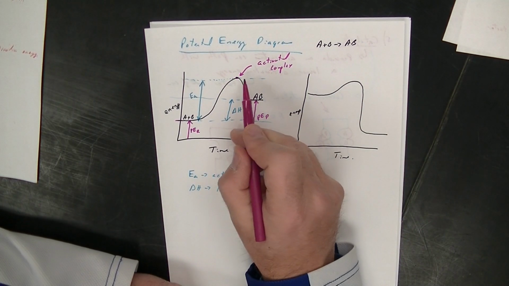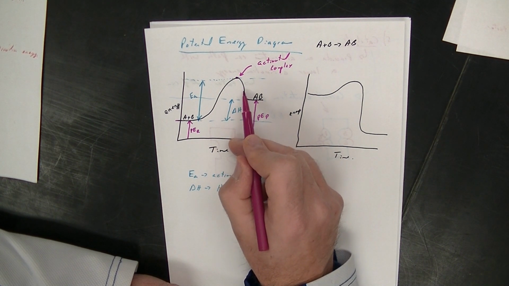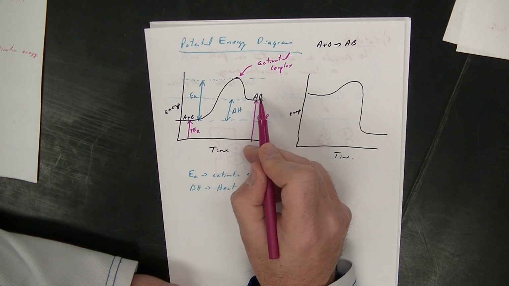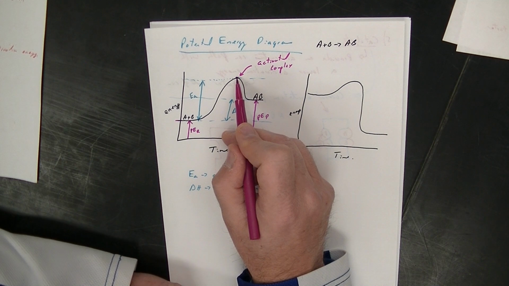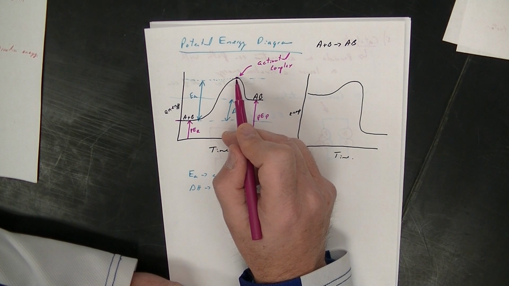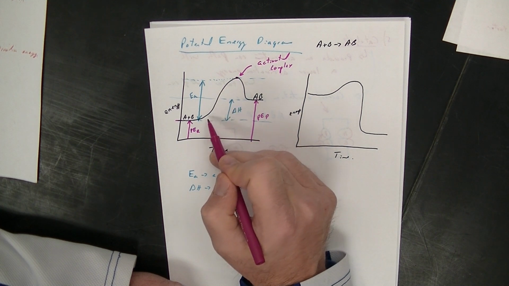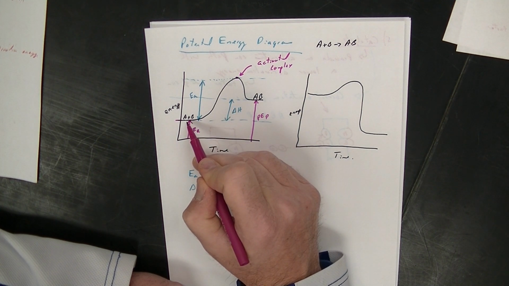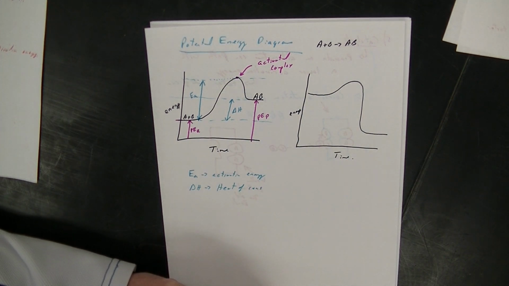Now, at the activated complex, there are two possibilities. One, the reaction occurs and we come down the hill and we produce our products. The second possibility is the reaction doesn't occur for whatever reason. Maybe the old bonds don't break. Then we'll come right back to reactants. So there are two possibilities once we get to that activated complex.